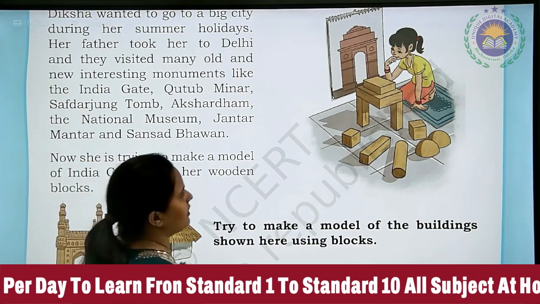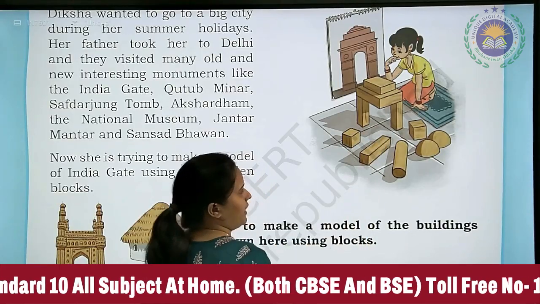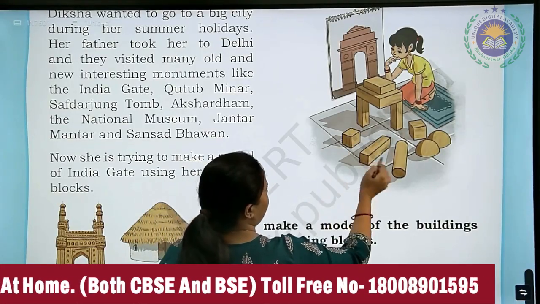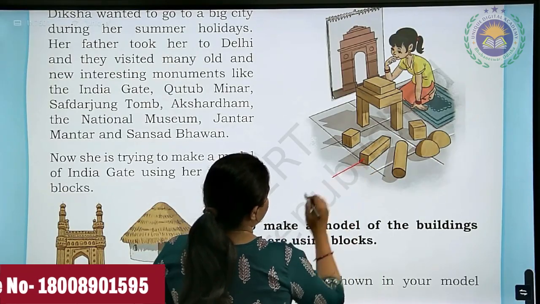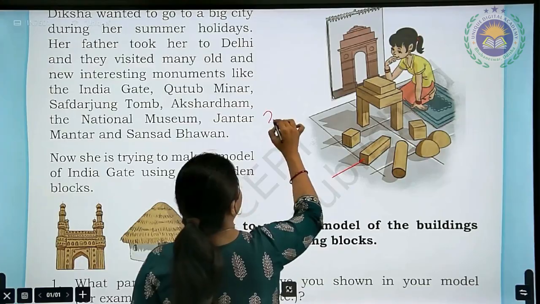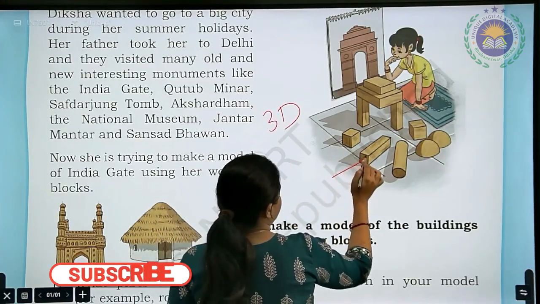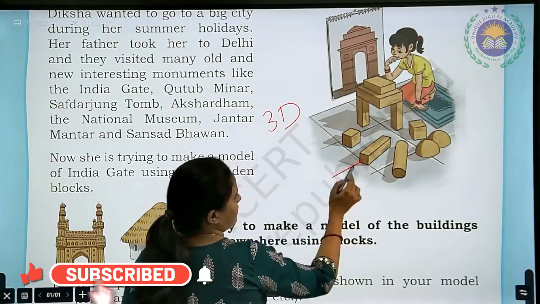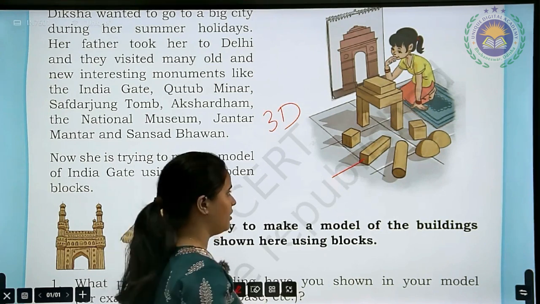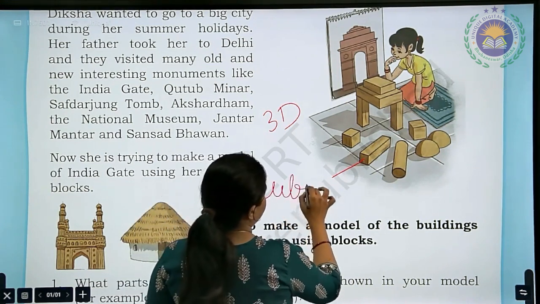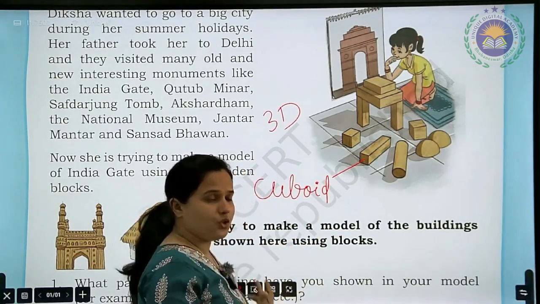Okay, let's remember and recall these parts. If she is trying to make India Gate, first of all she will use this kind of blocks. What are they called? These are 3D shapes. 3D means 3-dimensional: it has height, base and length, so this is why it is called a 3D shape. This is known as a cuboid. You can call it a cuboid.